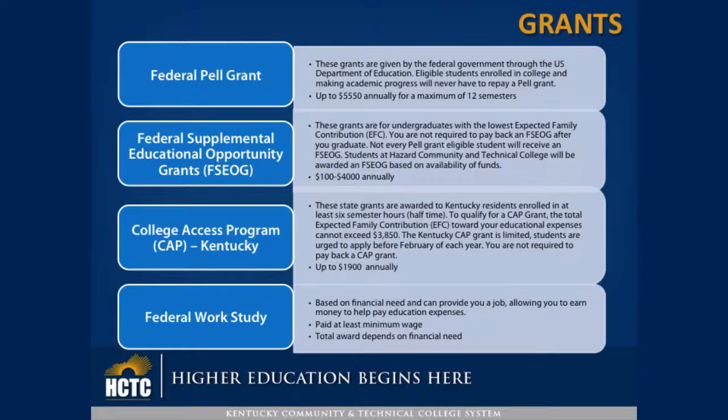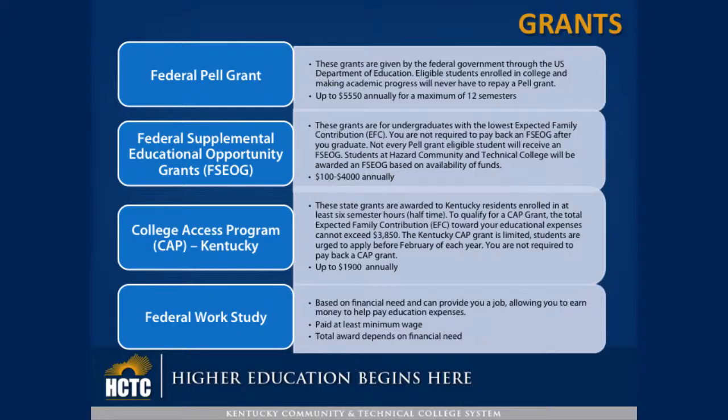Federal Supplemental Educational Opportunity Grants. These grants are for undergraduates with the lowest expected family contribution. You are not required to pay back grants like this after you graduate. Not every Pell Grant eligible student will receive such a grant. Students at Hazard Community and Technical College will be awarded an FSEOG based on availability of funds. The amount is $100 to $4,000 annually.